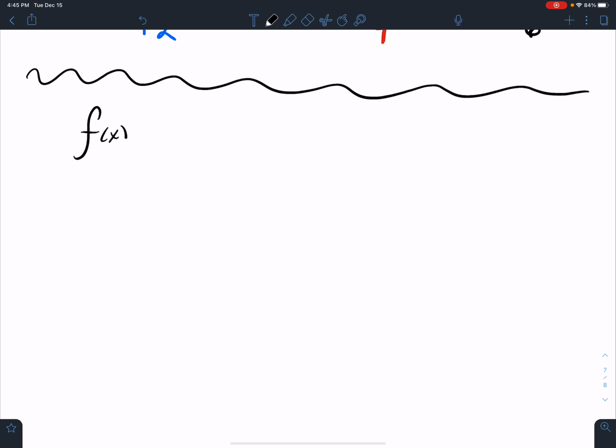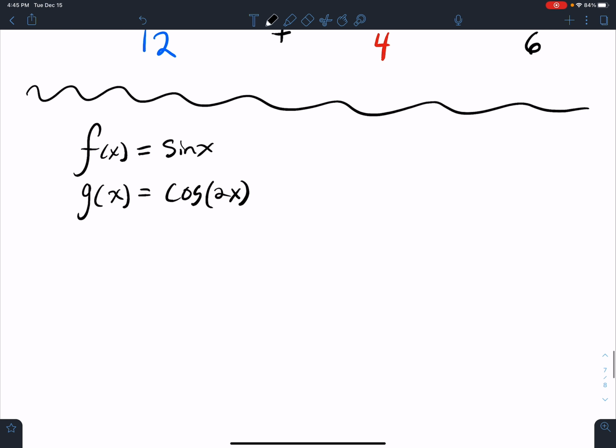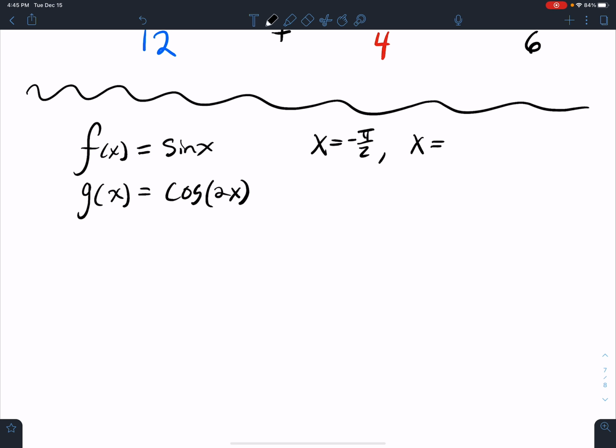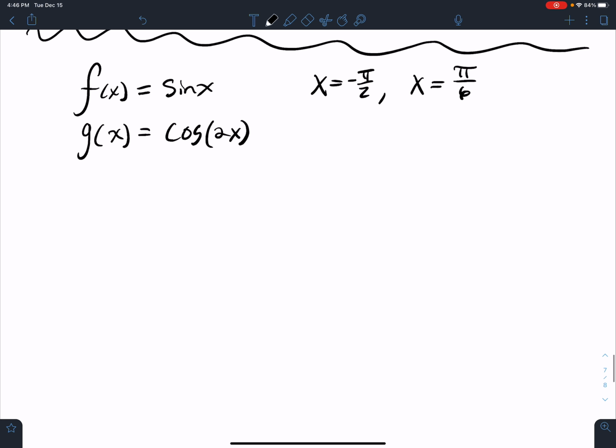And so I've got a function, it's a trig function, sine x, and another trig function, cosine of 2x. Okay, and I want to find the area bounded, and I have x equal -pi/2 to x equal pi/6. Okay. So this will be found by setting sine x equal to cosine of 2x.